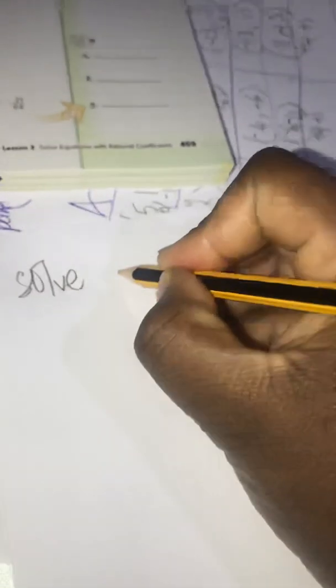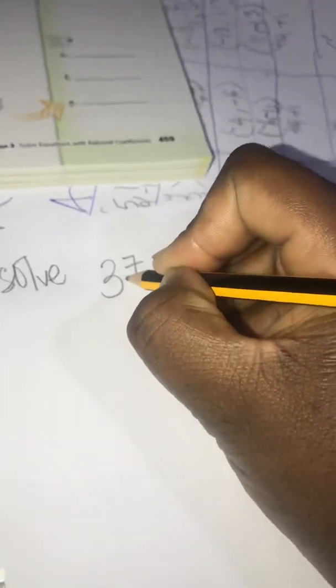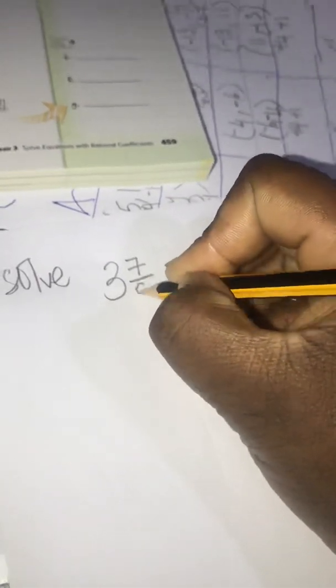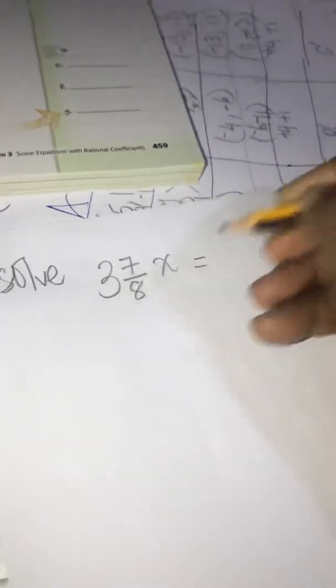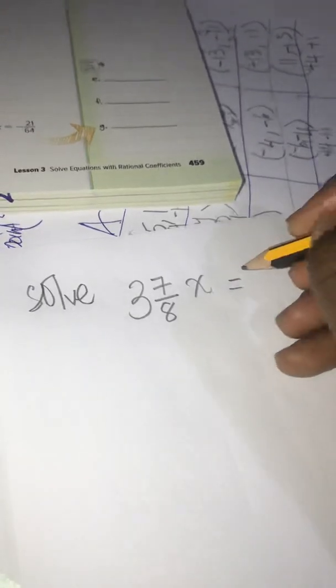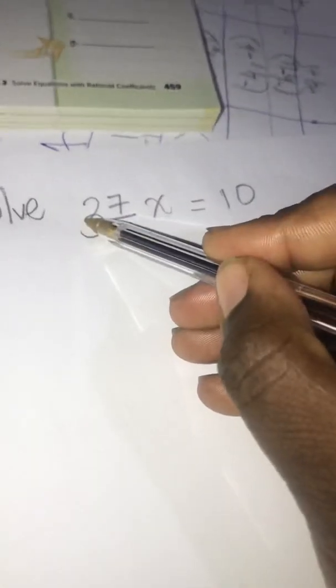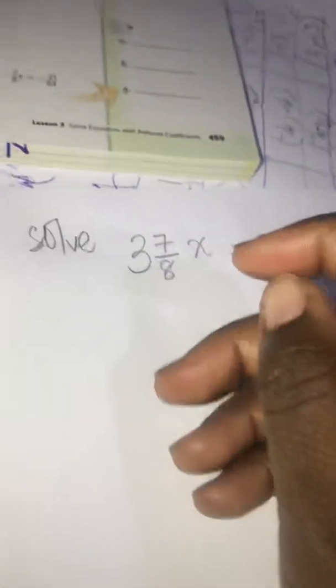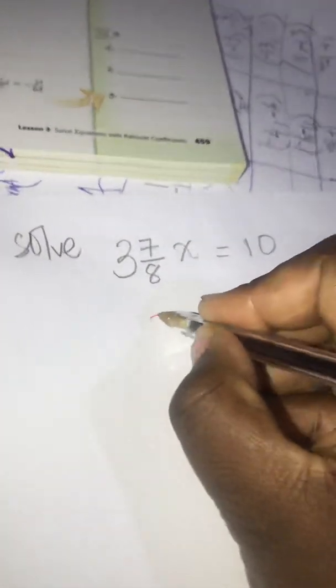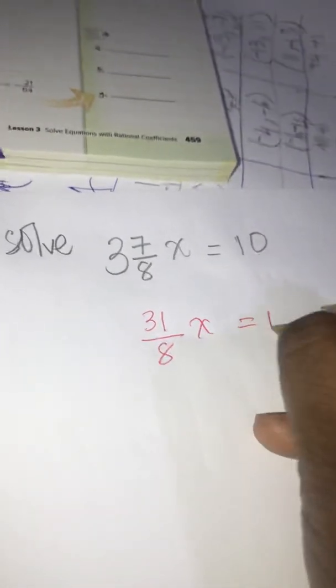All right, one more. Let's do one where we have 3 and 7 over 8 x equals, whatever. Let's put a number. Equals 10. It doesn't matter. This is the question. Change this to an improper fraction. 3 times 8 is 24 plus 7. 24 plus 7 is 31. 31 over 8 x equals 10.